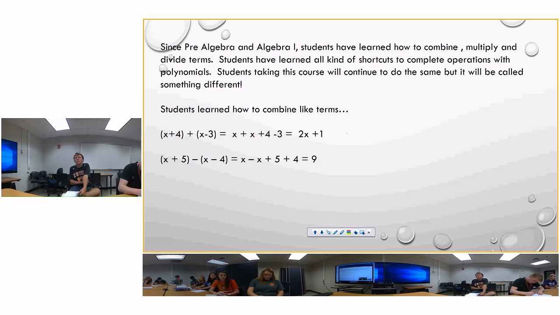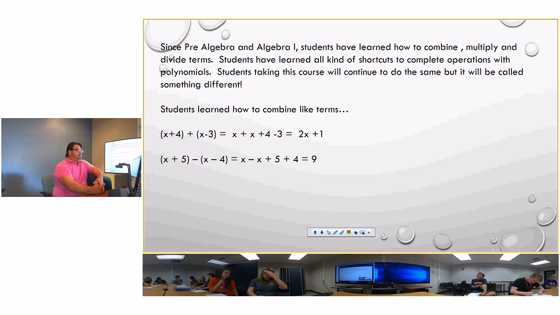Since pre-algebra and Algebra 1, students have learned how to combine, multiply, and divide terms. Y'all have all done this. Students learn how to combine like terms. Now kind of follow along with me here because, like I say, I don't know what y'all remember. I don't know how long you've been out of algebra, so I'm going along with the person that's been out of algebra for a while.